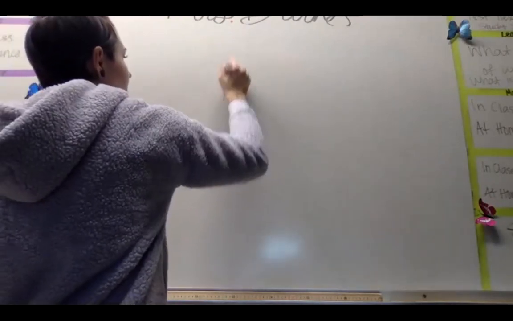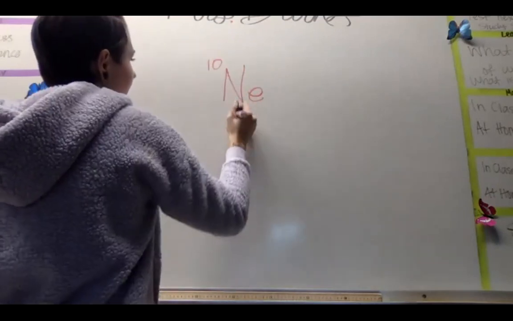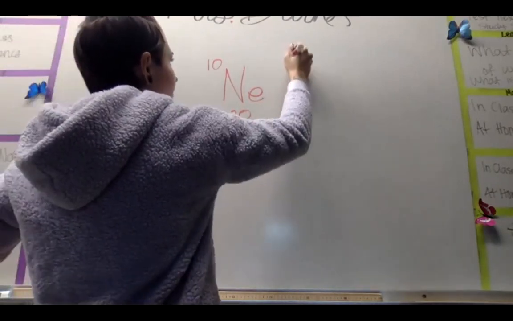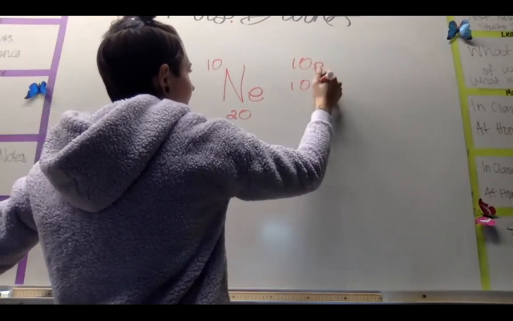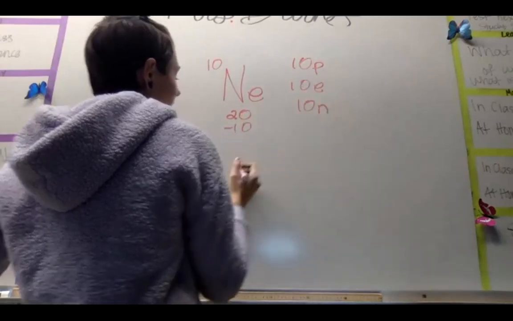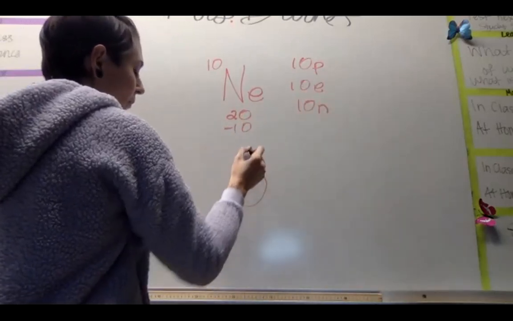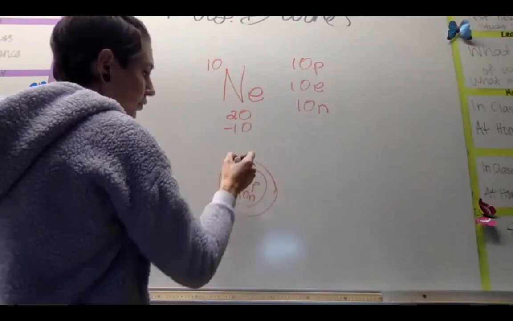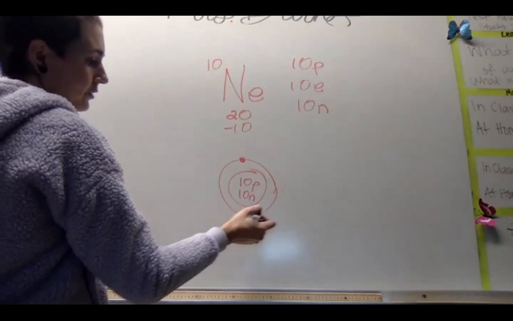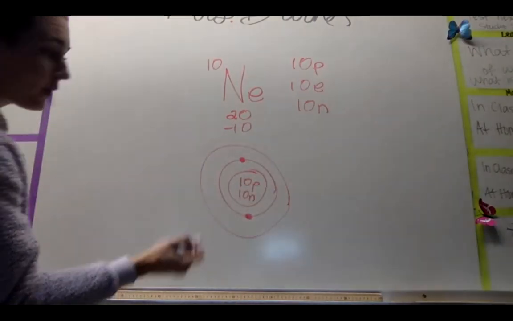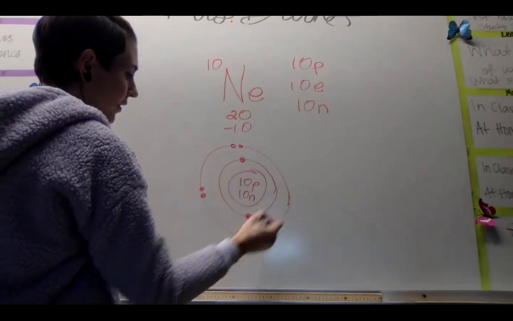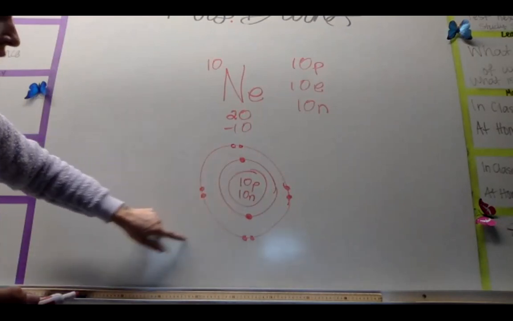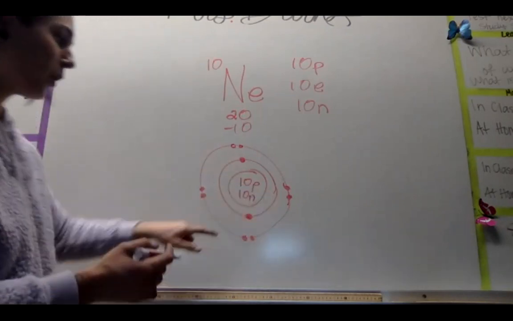So let's do neon. Neon has an atomic number of 10 and an atomic mass of 20. That tells me I have 10 protons, 10 electrons, and 10 neutrons. When I draw it, I have to know how many electrons can go in how many orbitals. In the middle, I have 10 protons and 10 neutrons. My first orbital has 2 electrons, and then every orbital after my first one can have 8. So when you're drawing electrons, the first orbital is only going to have 2 electrons, and every orbital after it can have 8. It won't always be full.